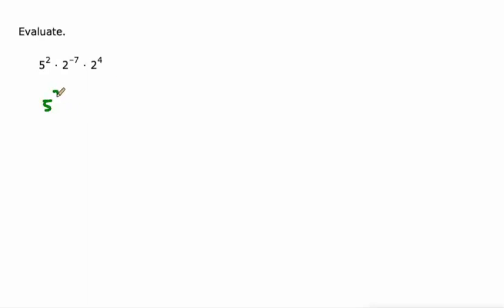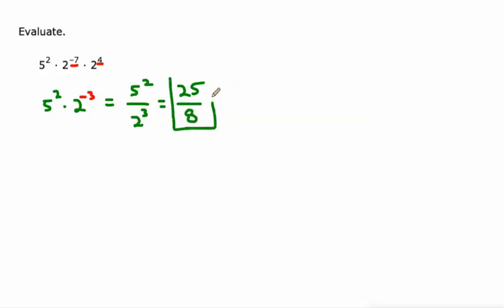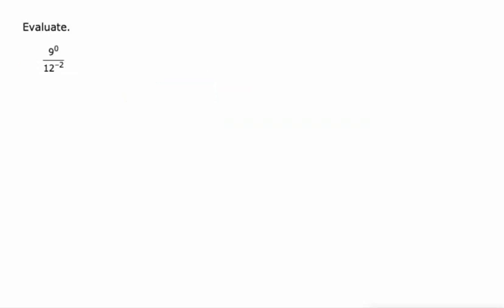All right, we got two different bases here. We have the 5, and then we have the 2. With the 2, we can just add these two exponents and make those negative 3. And then I'm going to rewrite that as 5 squared over 2 cubed using the negative exponent rule. They don't have the same base, they don't have the same power, so it's not like we can add or subtract or anything like that. 5 squared is 25, and 2 cubed is 8, and that can't be simplified, and that's the way we're going to leave our answer, as an improper fraction.